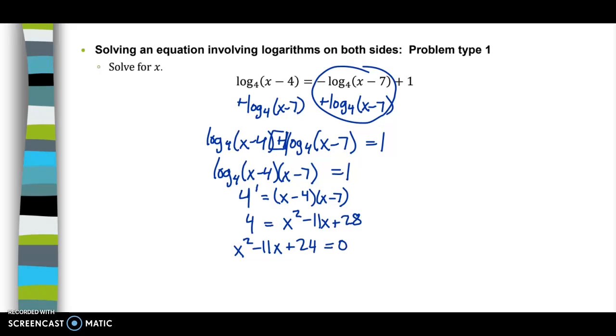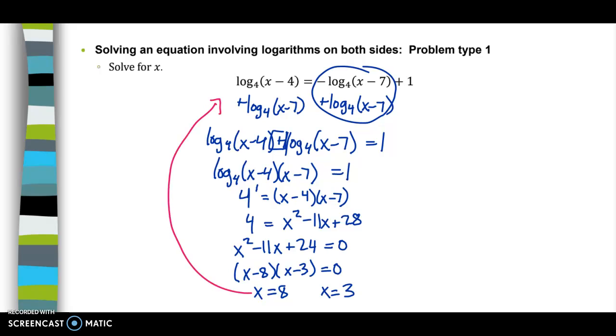Now how do I solve for x? I can do the quadratic formula, but this factors, which is easier than the quadratic formula. This factors into x minus 8 times x minus 3. So set each of these equal to 0, and I'll get x equals 8 and x equals 3. But what do I need to do every time I solve for these? I need to check both x equals 8 and x equals 3.